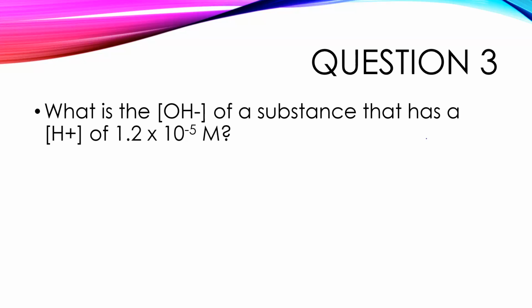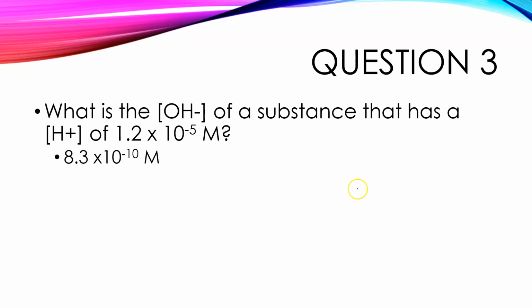All right, so this one was a little bit tricky because there wasn't just one formula you had to use. You in fact had to use 3 formulas, and if you used all 3 of them correctly, you got the correct answer of 8.3 times 10 to the negative 10th molar. If you didn't get this answer, let's look at how we would have done it.